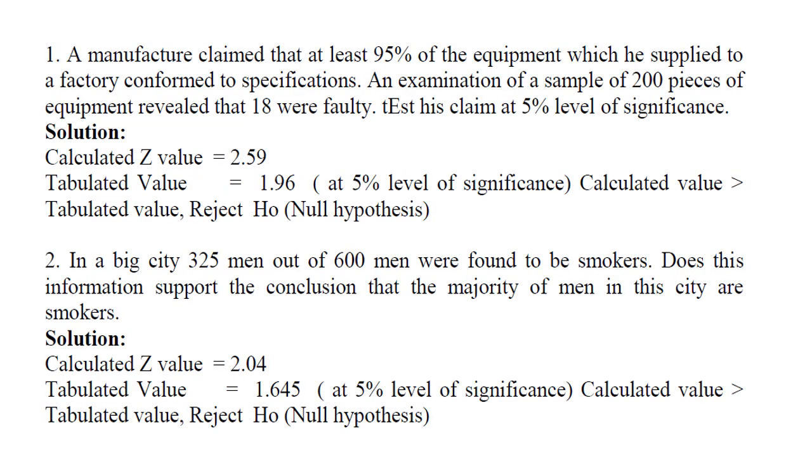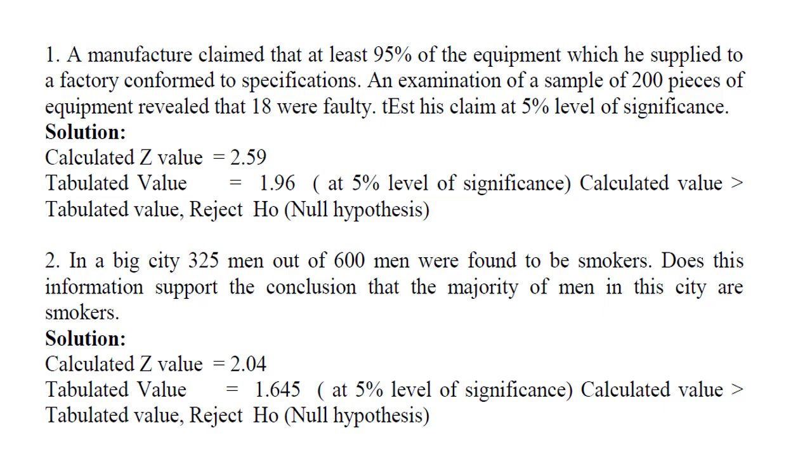So now let us see sums based on this. A manufacturer claimed that at least 95% of the equipment which he supplied to a factory conformed to specifications. An examination of a sample of 200 pieces of equipment revealed that 18 were faulty. Test the claim at 5% level of significance. So the calculated Z value is 2.59 and the tabulated value is 1.96. Since the calculated value is greater than the tabulated value, we reject the null hypothesis.